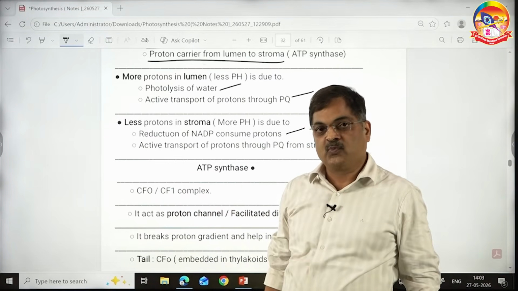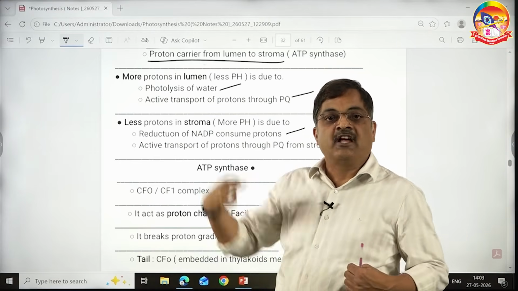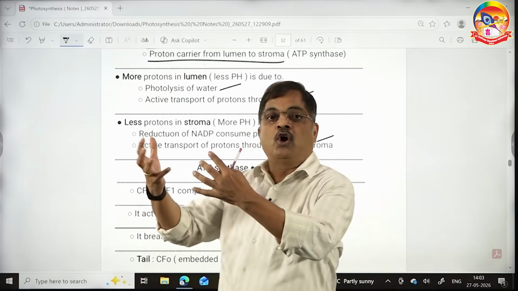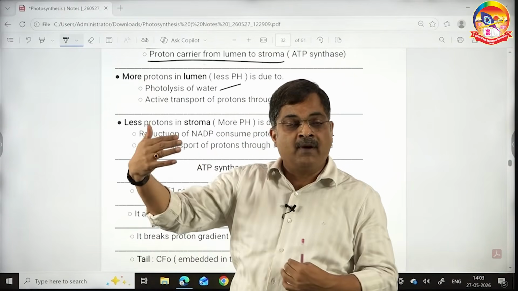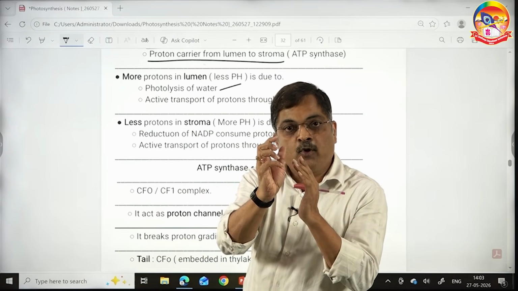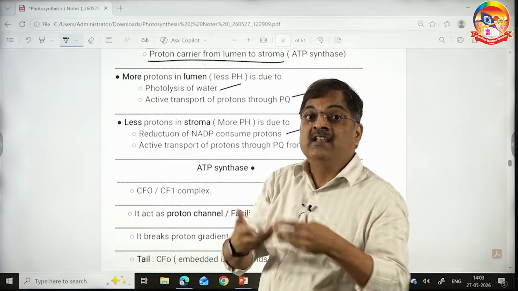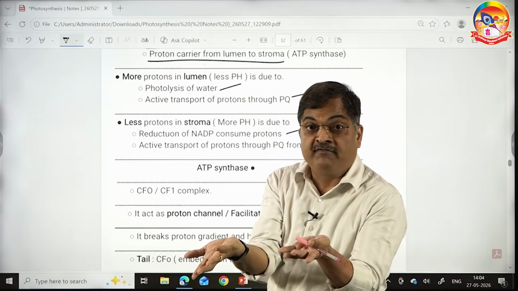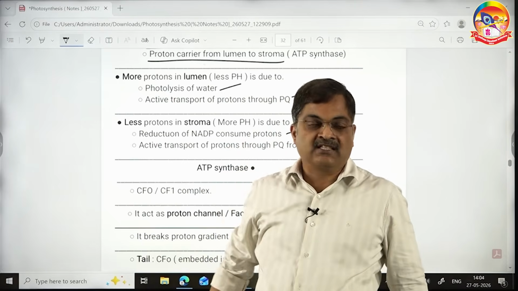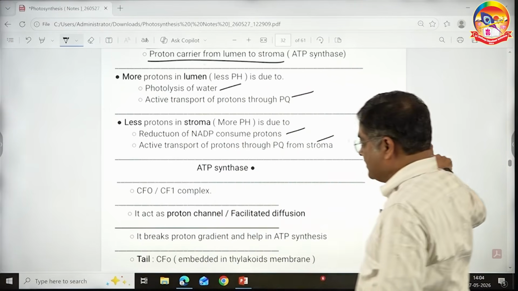This is called photophosphorylation. First, I accumulate protons in the lumen thanks to water and plastoquinone. Then after some time, I carry these protons from lumen to stroma through the coupling factor. The tail part of the coupling factor acts as a proton channel, and because of this the head part is going to rotate because energy is liberated. This is called proton motive force, and that rotation, conformational change, will help in the synthesis of ATP. This is the entire concept of ATP synthesis.